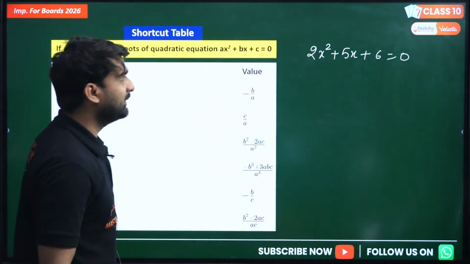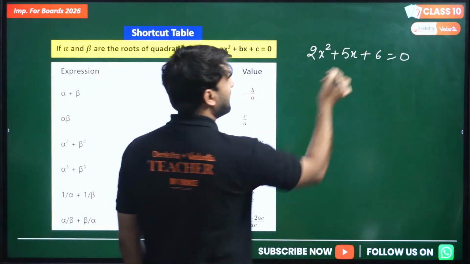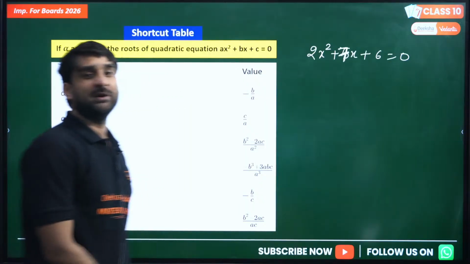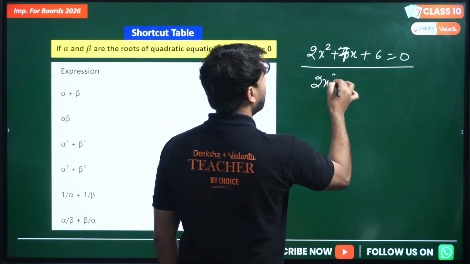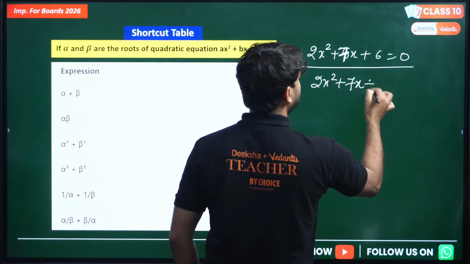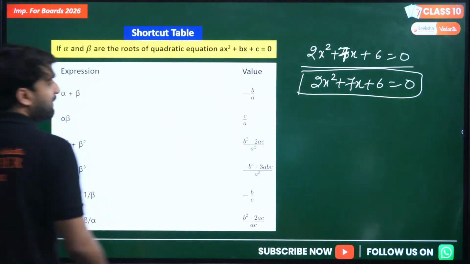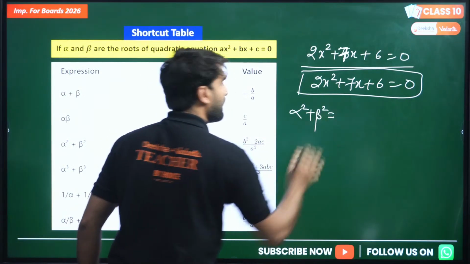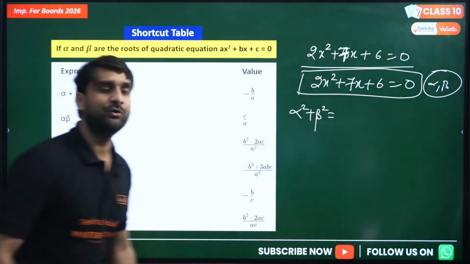Is it possible or not? Not possible, so we can take 7 here. Now this is possible: 2x square plus 7x plus 6 equals 0. This is your quadratic equation. And I'm asking you, find alpha square plus beta square, where alpha and beta are the roots of this quadratic equation. How can you do this question?